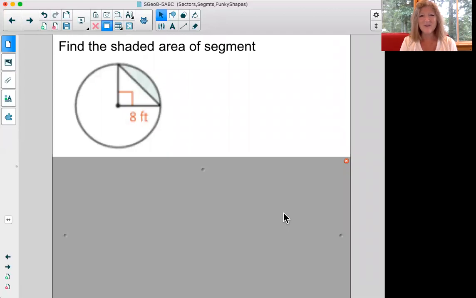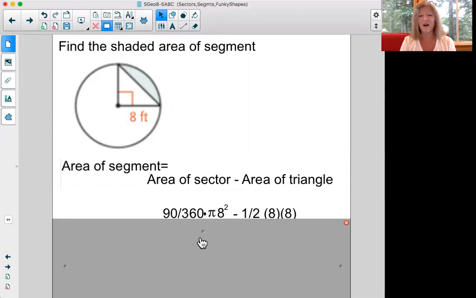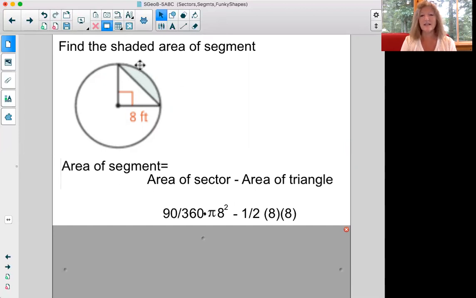Pause, practice on your own paper, and then press play. To find the area of the segment, area will be the area of the sector minus the area of the triangle. The area of the sector is a fraction of the area of the circle. What fraction? 90 over 360. And what's the area of the whole circle? Pi r squared. So fraction of the whole circle gives you the sector, minus the area of the triangle.